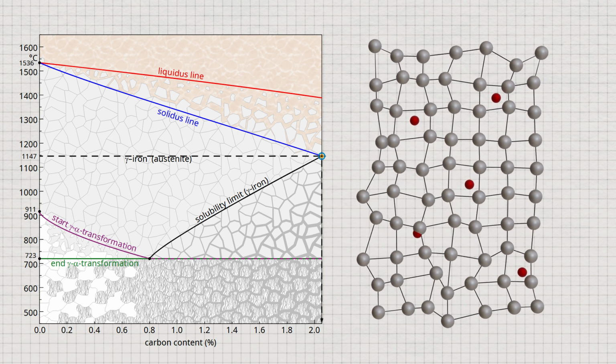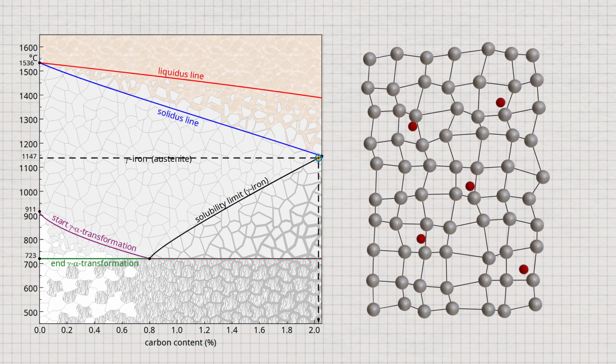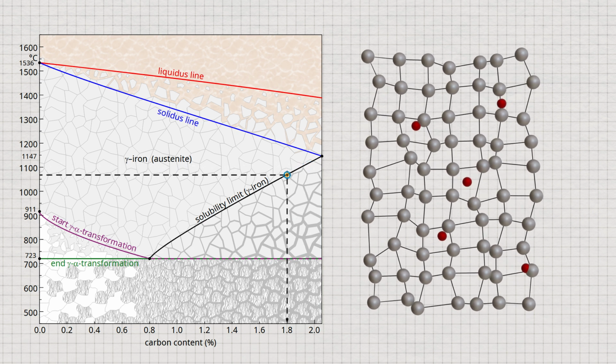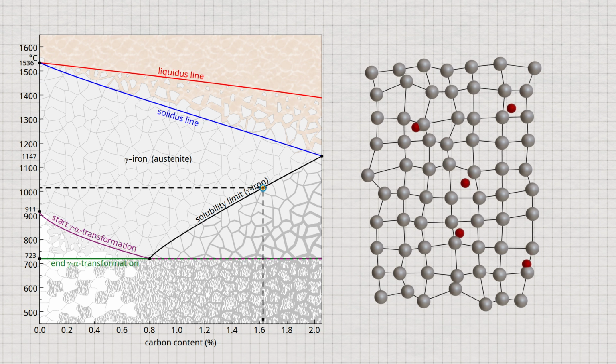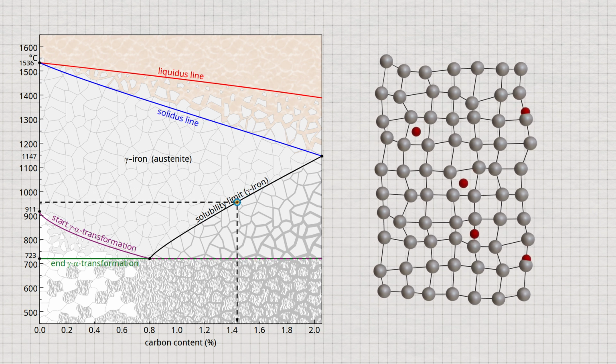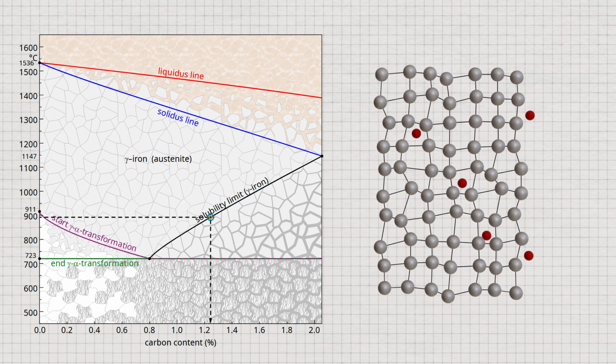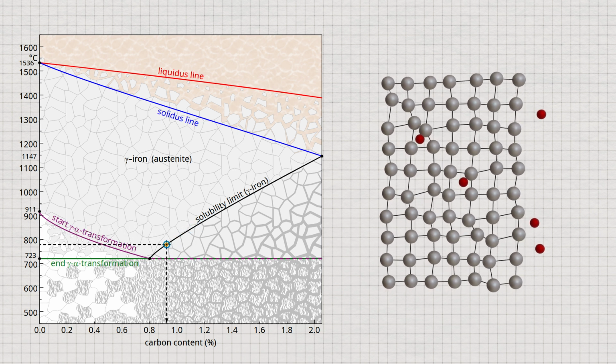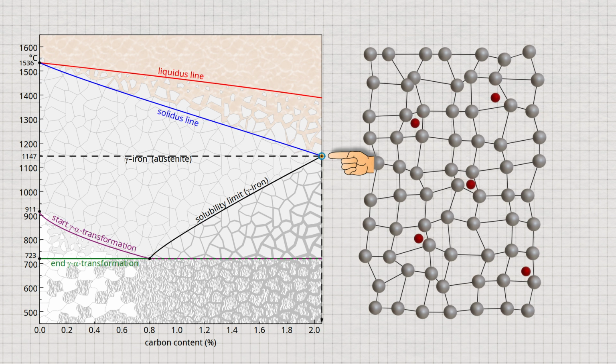As the temperature drops, the lattice vibrations decrease. As a result, the space within the unit cells becomes smaller. Therefore, fewer carbon atoms can be incorporated into the austenite lattice. The solubility of the carbon atoms therefore decreases with decreasing temperature. The maximum solubility is 2.06% at 1147 degrees Celsius.